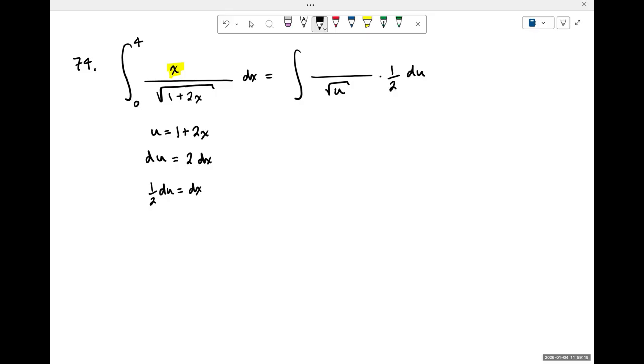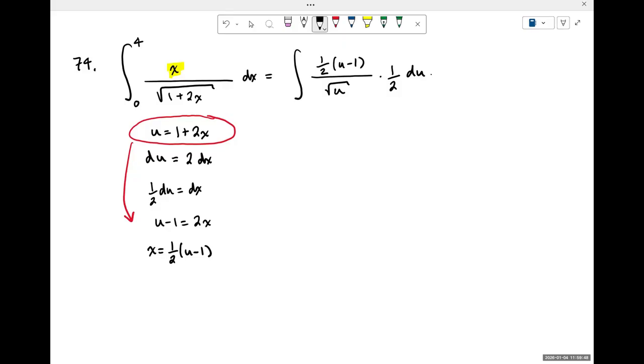So what I need to do is go back to my chosen substitution, u equals 1 plus 2x, and solve that for x. If I solve for x, I can then actually substitute for x. So this would be u minus 1 equals 2x, or x equals 1/2 (u minus 1). Okay, so that goes up here. All right, that looks ugly. Let me rewrite this. That 1/2 goes out. I'm going to put all the 1/2s out. That makes 1/4, and I have (u minus 1) over the square root of u du.